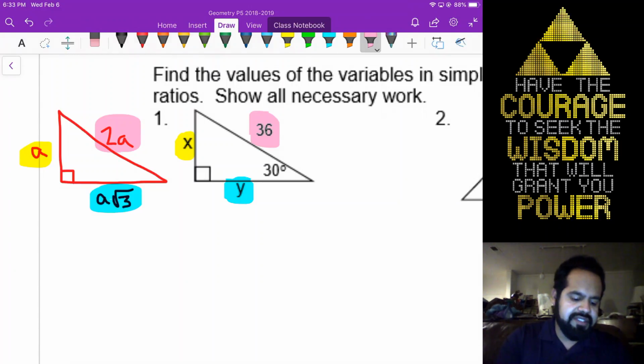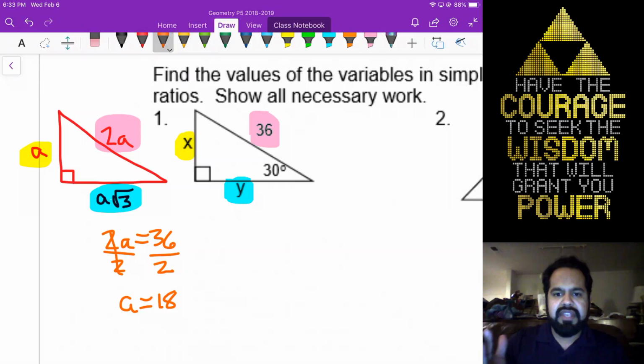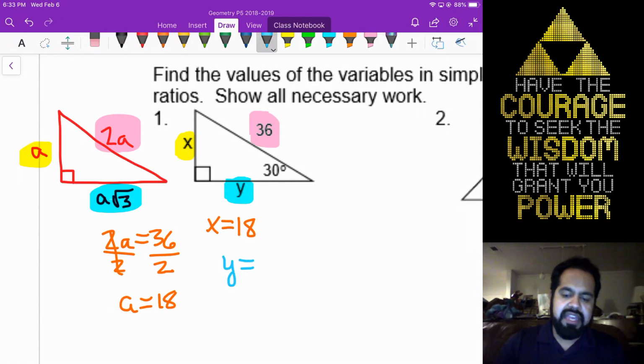And so from here I'm just going to say, oh look, 2A equals 36. So then you just solve for A. It's the same work as what we've done before. The difference is, if you don't want to write out the formulas, you could do it this way too. So then A is going to equal 18. Now that A is in the same spot as X, so X equals 18. My Y is in the spot as A rad 3. Well, we know what A is. It's 18. So Y equals 18 rad 3.